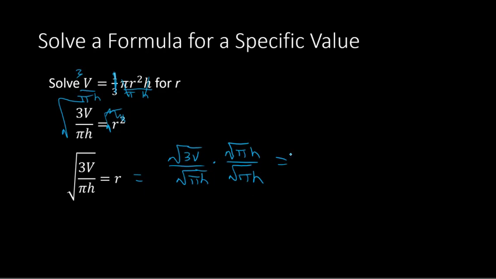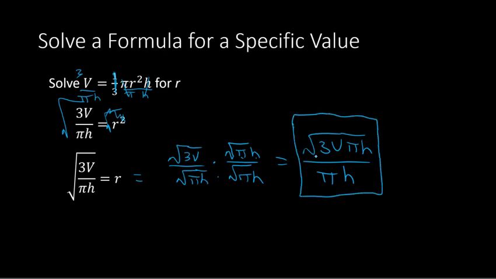on the top we have the square root of 3 times v times the pi times the h, all inside of the same radical. And then divide by the square root of pi h times the square root of pi h. That would give you just pi times h. So r would equal this right here. Alright, so that is our first example.